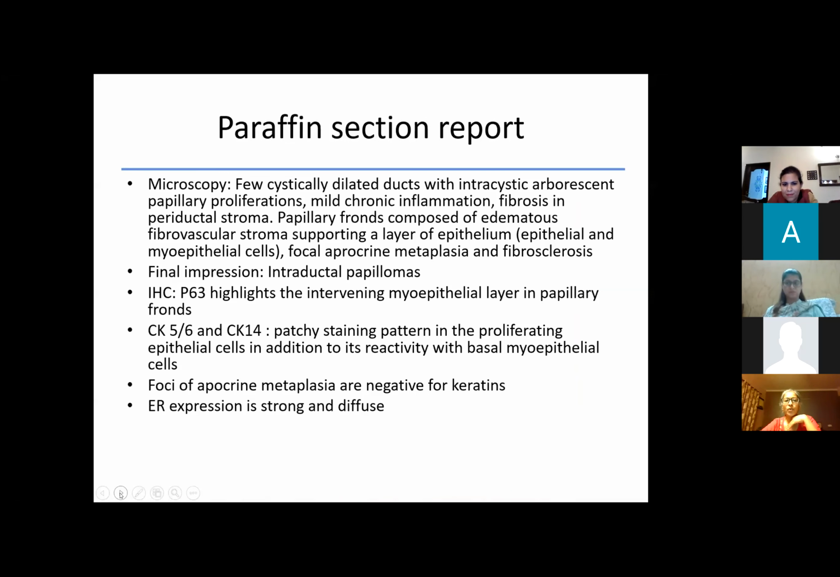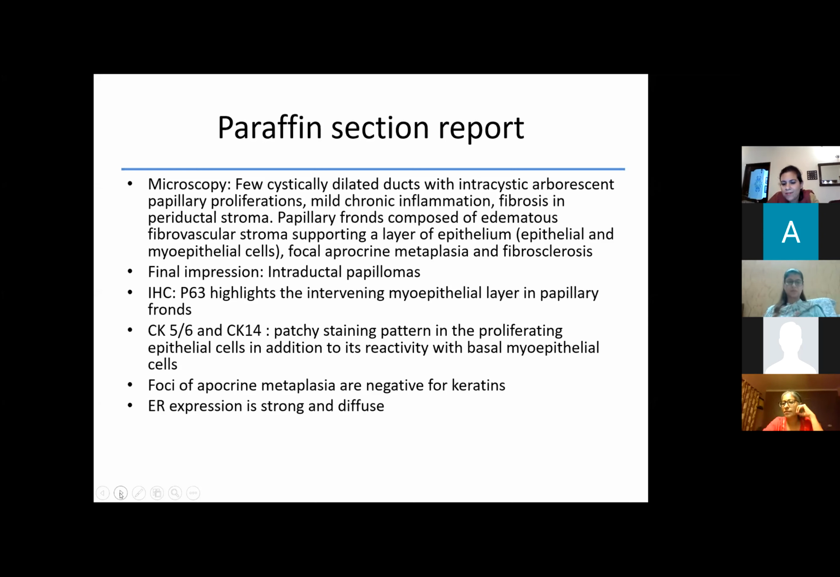It was actually reported as intraductal. There were two, so it was reported as intraductal papillomas. Now, my question to you is, these are very peripherally located lesions. So isn't it unusual to find such papillomas in such terminal ducts? Because the ducts in the periphery are very tiny, very small caliber. So can you get such big lesions in the periphery?